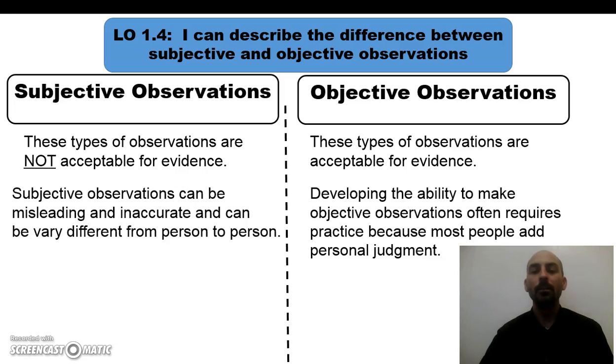Looking again at the two types of observations, subjective observations can be misleading and inaccurate because they're very different from person to person. And objective observations actually require some time to develop the skill of observing something and not adding judgment, because throughout the day we're constantly adding judgment on the things we observe. To show you how powerful our subjective observations can influence our emotion, we'll look at this next picture.